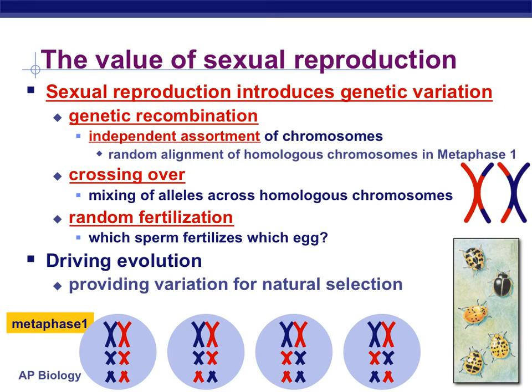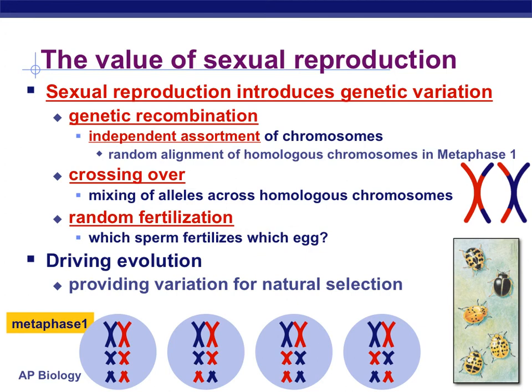So genetic recombination occurs through independent assortment. In the phases of meiosis, we have random alignment of the homologous chromosomes, so we don't really know which one is going to end up in which gamete. There's also crossing over. That further mixes the alleles, those forms of genes, and shuffles the genes that end up in the gametes, or the reproductive cells.